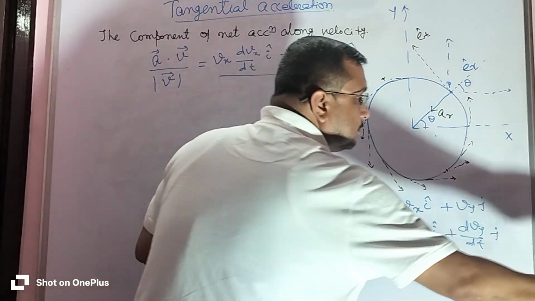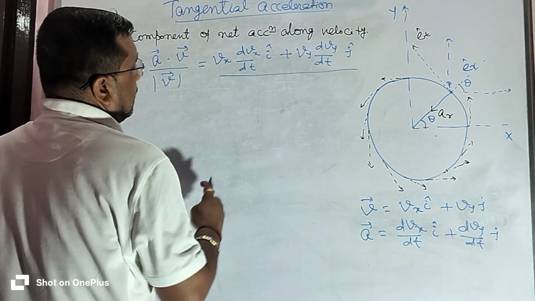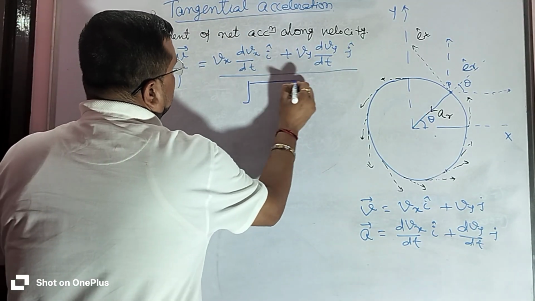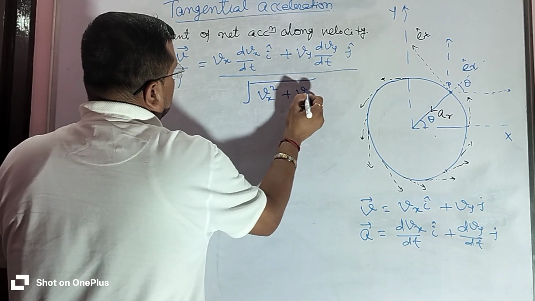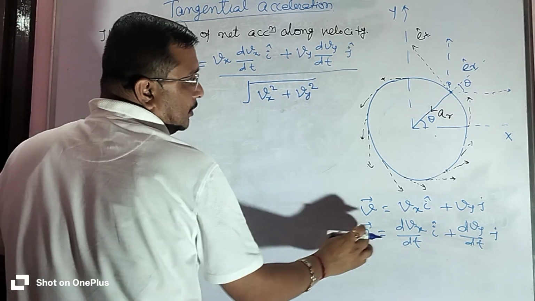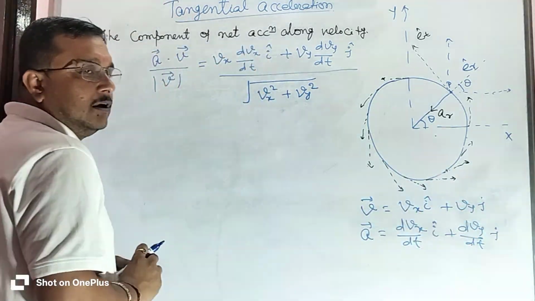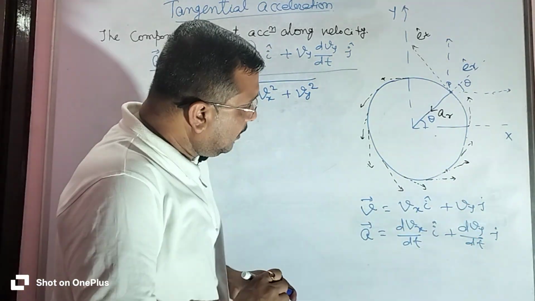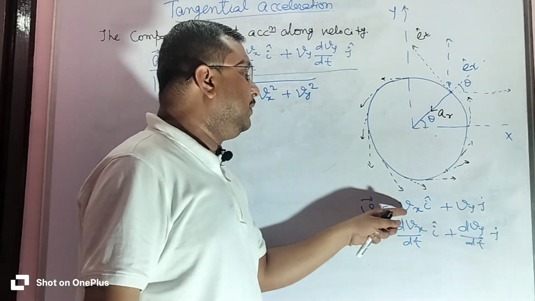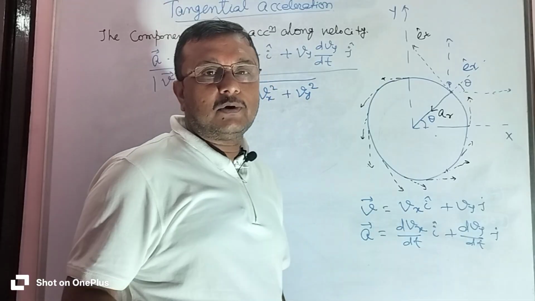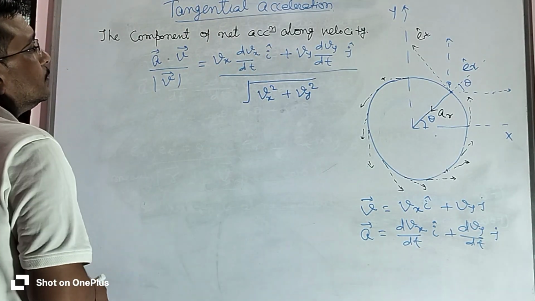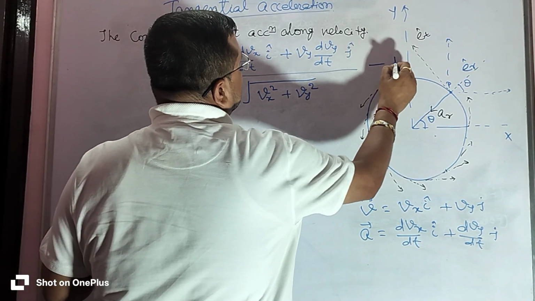Mod of v means under root vx square plus vy square. vxi plus vyj. What will be the modulus of v? Means magnitude of v will be under root vx square plus vy square. So that is here. So we can write this as equation 1, suppose.